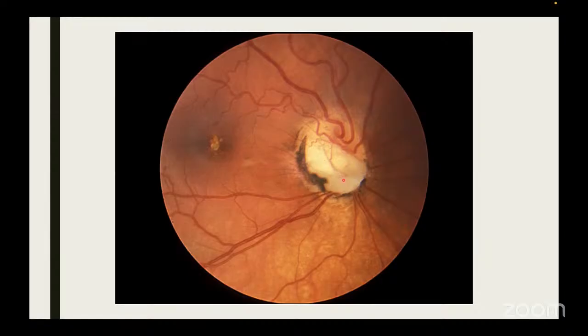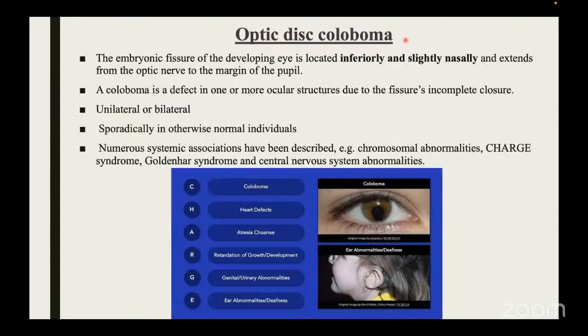I think CHARGE syndrome can also present with optic disc coloboma. And if optic disc coloboma is associated with an optic disc pit, the patient might also get serous retinal detachment from the optic disc pit. So here is the summary.